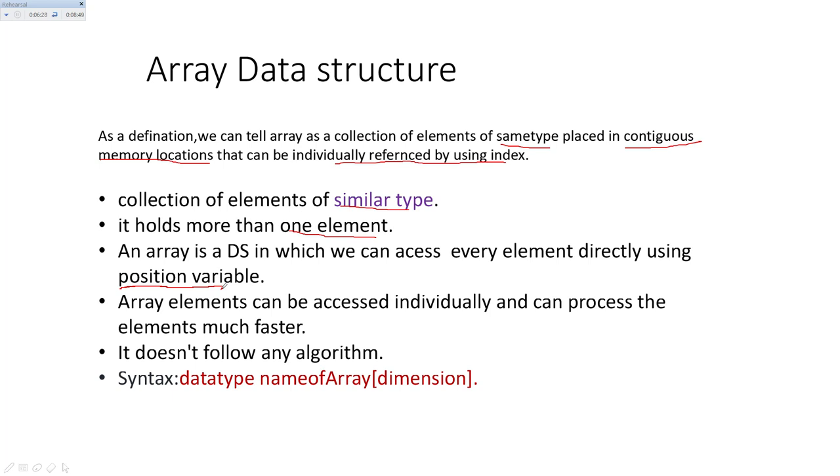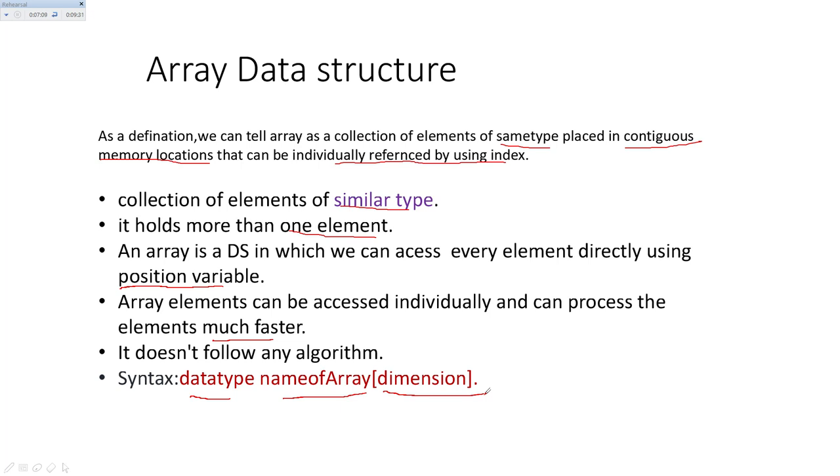You can access the array elements individually and this process will be much faster. We can access the elements much faster because we will be using the reference or position variable, so it is much easier. Coming to the syntax, first we will be declaring the data type, that is int, char or float or something, as arrays store only one type of elements. Next we will give the name of the array and then we will give the dimension, that is size. Dimension is nothing but how many elements we want to store in the array.